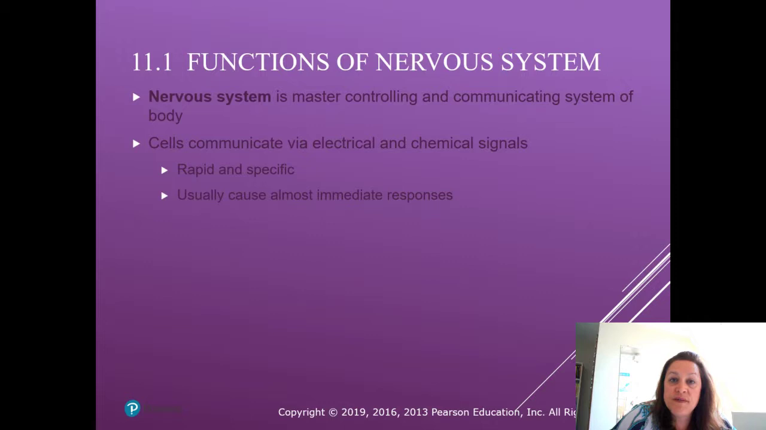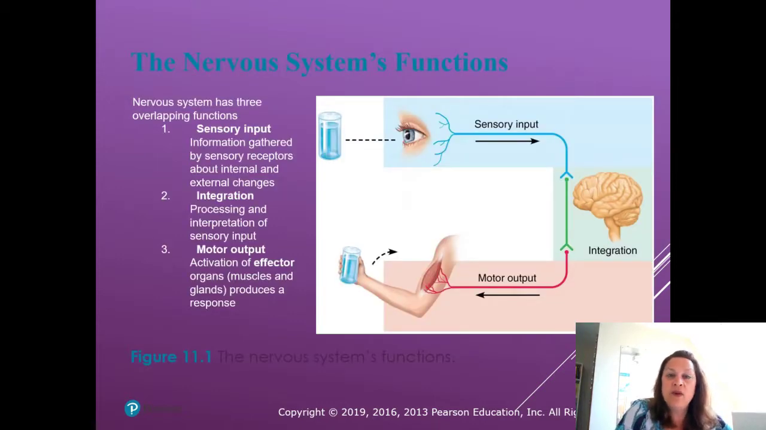So the function of the nervous system in general is to be the master controlling and communicating system of the body. They're going to communicate through electrical and chemical signals that are rapid, specific, and immediate. The nervous system function can be simplified as a sensory input, any kind of gathered information, an integration center where decisions are made, processing, interpreting, and you'll see the picture of the brain there with the little green arrow. And then the motor output, which is some sort of effector organ response, a muscle contraction, a glandular secretion, something like that.